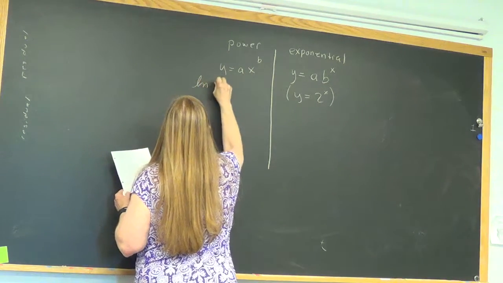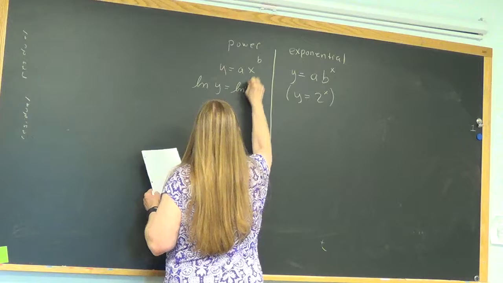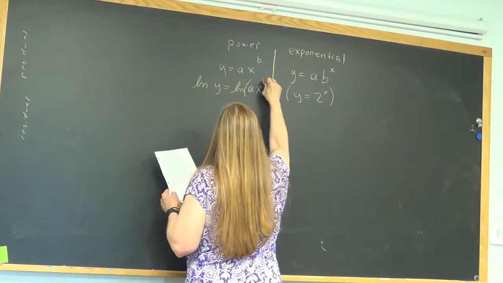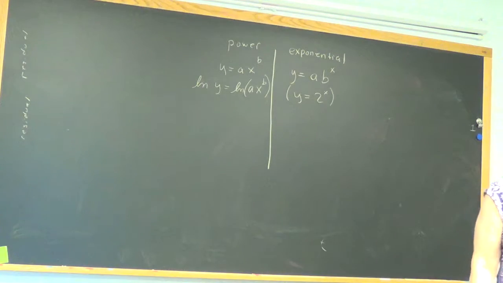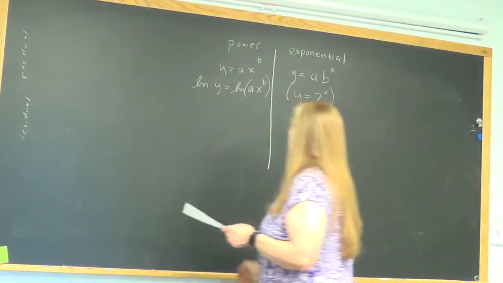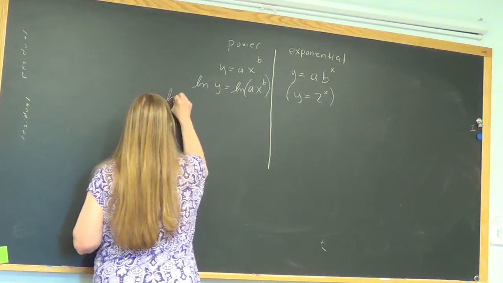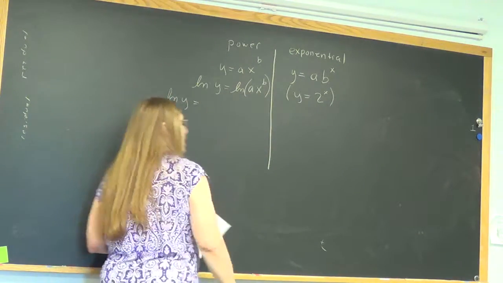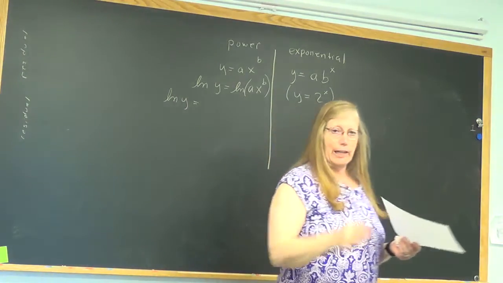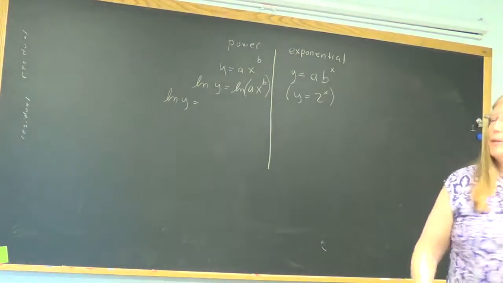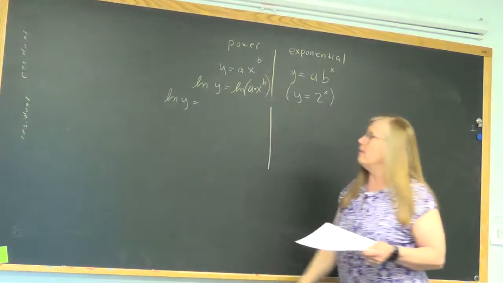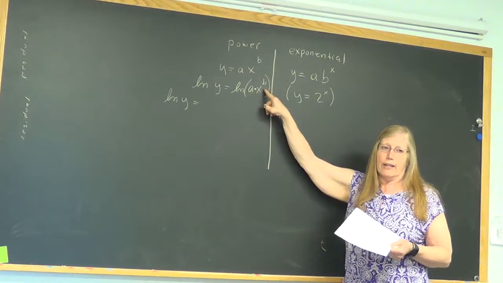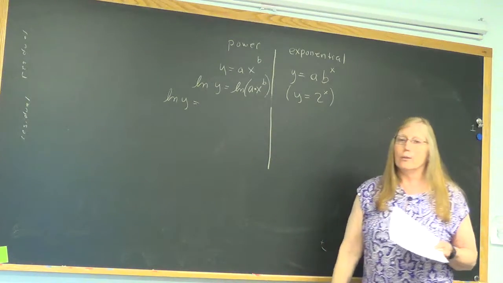I can do a log as well. Take the log of both sides. On the right, you see there is a product, a times x to the b. So we reviewed the log rules before we got very far into this part of the chapter. So what can I do with two logs? I have one log here with two factors. What do I do with them?